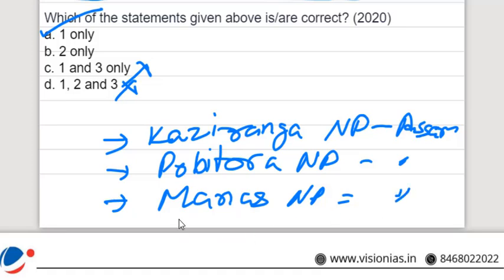So these are important. Otherwise, it is also found in Orang National Park, that is in Assam. Okay. In Dudhwa National Park also a small amount, very few are also found in Dudhwa. So you should remember all these national parks.